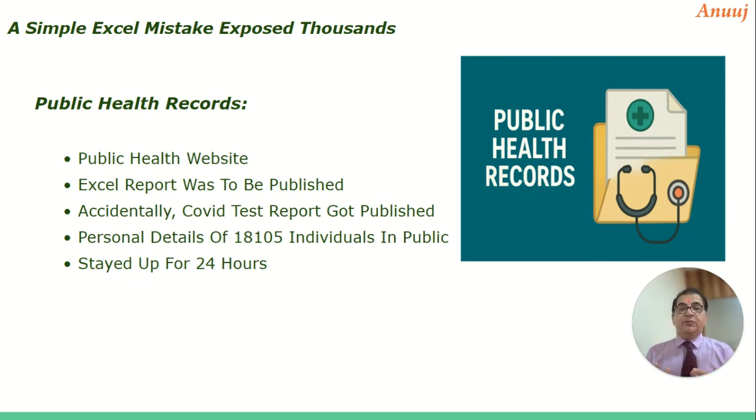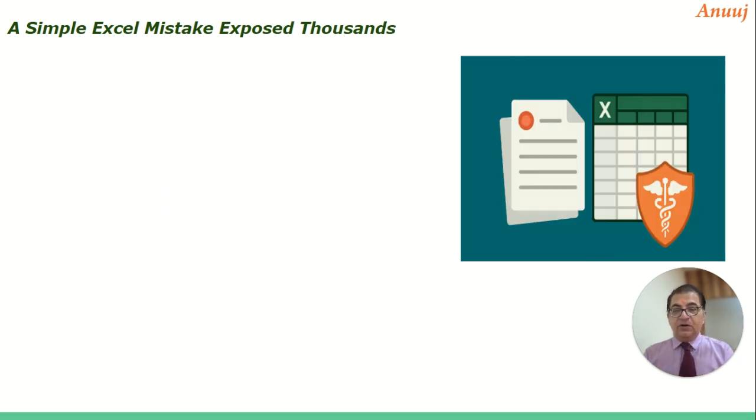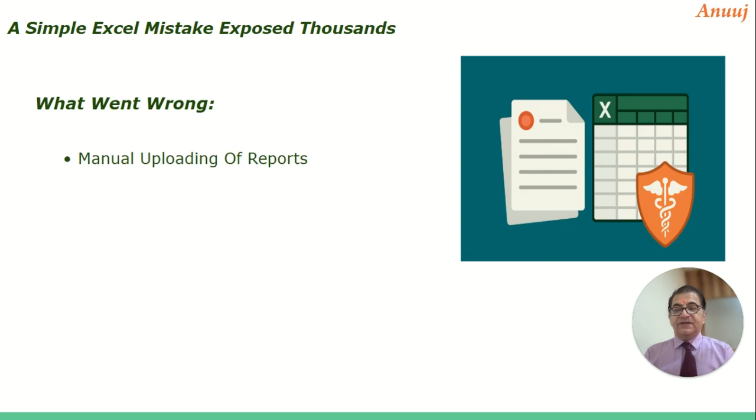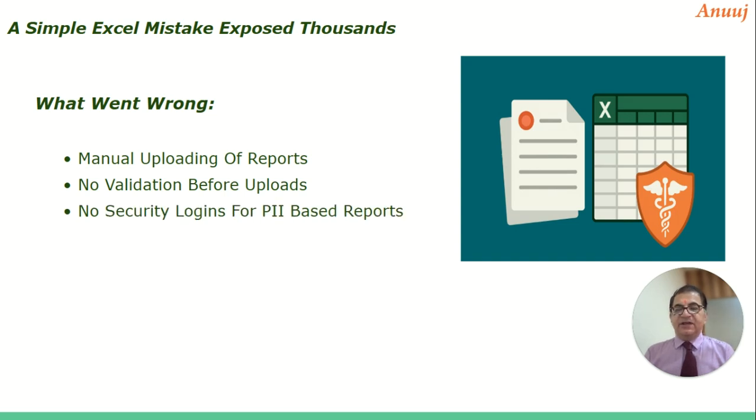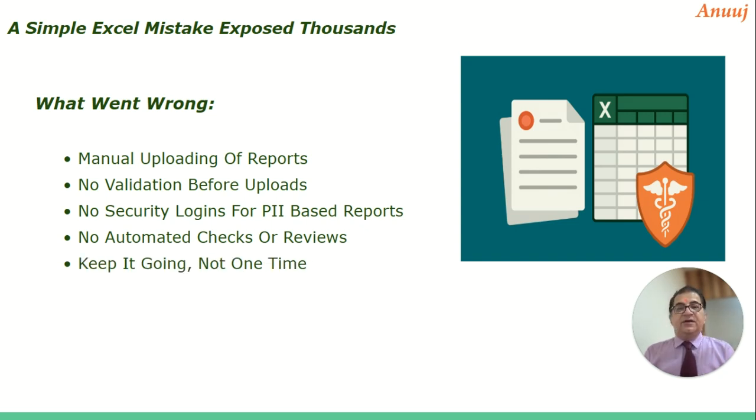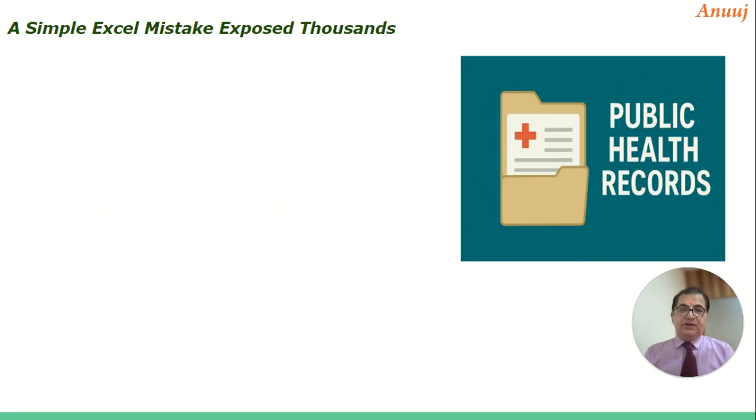A COVID test report summary would have basic information like your name, address and phone number at least, right? So that is what got exposed. What went wrong here is that people were uploading reports manually and someone by mistake uploaded a wrong report. He didn't even check whether the report has any critical information, any PII. There were no security logins, so someone just got up and uploaded a report. And since there were no automated checks and no security logins, it was manual work and not thoroughly checked. That was the problem that got created here.